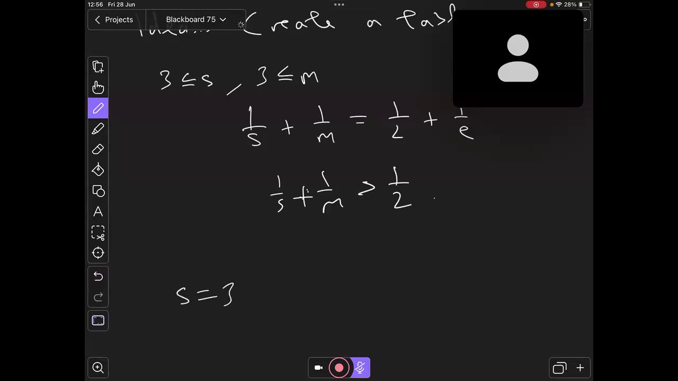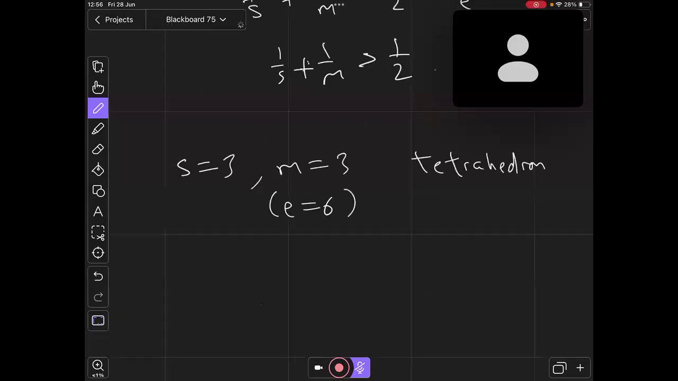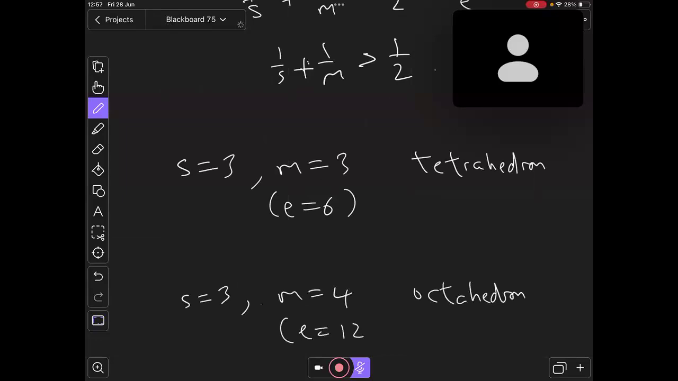So if you try S equal to 3, as I said, you get 2 possibilities. S equal to 3 and M equal to 3 gives you the tetrahedron. This is the one that forces E equal to 6. And if you try S equal to 3 and M equal to 4, this gives you the octahedron. This is the one where E equals 12. Okay, that's what we did so far.